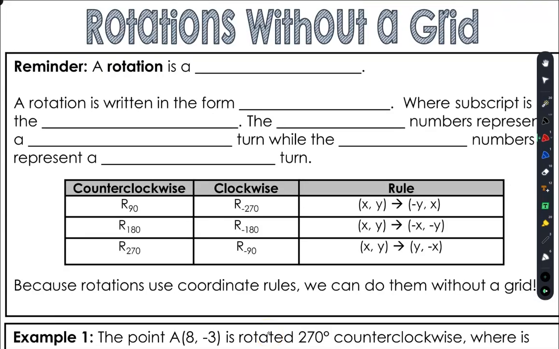As a reminder, a rotation is a turn. And a rotation is written in the form of R with a subscript, which is a direction and a degree. It's just a notation to let you know what it is. So you get the direction and the degree from this notation.